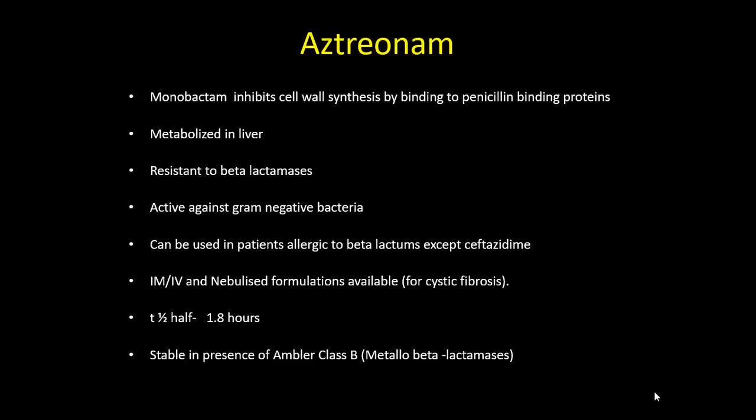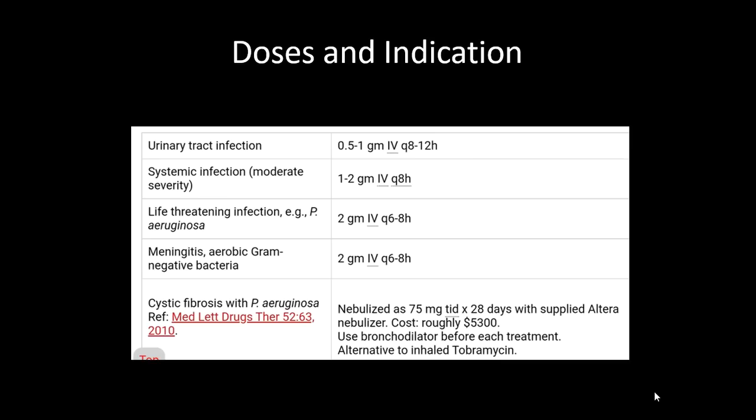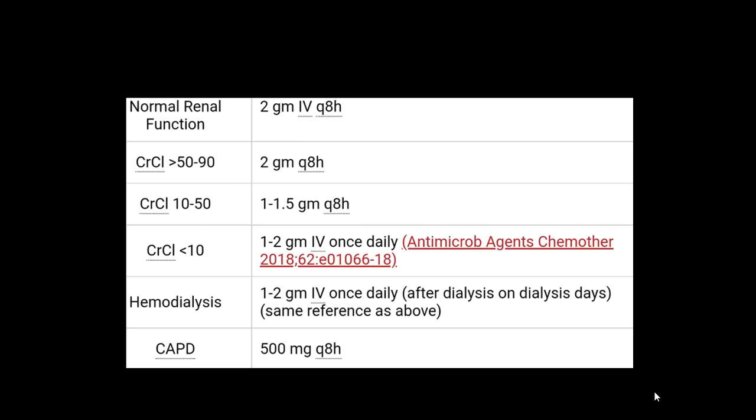IV and nebulization formulations are also available. It is stable in the presence of Ambler class B, that is metallo-beta-lactamase. Dosage generally 1 gram IV thoroughly. Used for systemic infections, urinary tract infections and life-threatening infections like Pseudomonas aeruginosa. Nowadays we use Aztreonam more as a combination with ceftazidime and ceftazidime with avibactam.